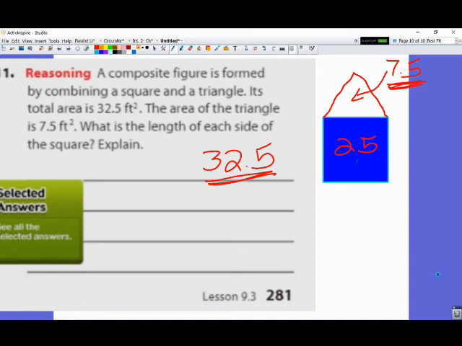And to find the area of a square, it's this length times the width, right? And in a square, they're the same. So this is one number times itself to equal 25. And I know that that one number has to be 5. So the length of each side of this is 5.